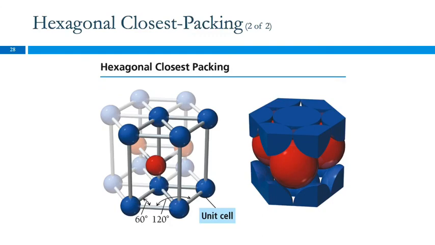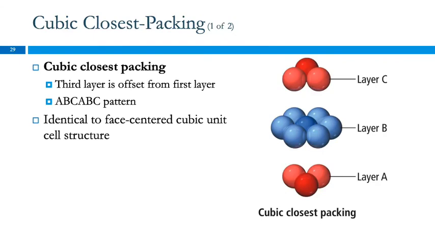And so if you put those together and cut them up just right, we can see here that this is a hexagonal cell where we've got 120 degree and 60 degree angles instead of 90 degree angles. Cubic closest packed, we've got the third layer being offset from the first layer. Here's the first layer, second layer sits in the little indentations. The third layer is rotated so that this atom is not directly above its corresponding atom in the first layer.